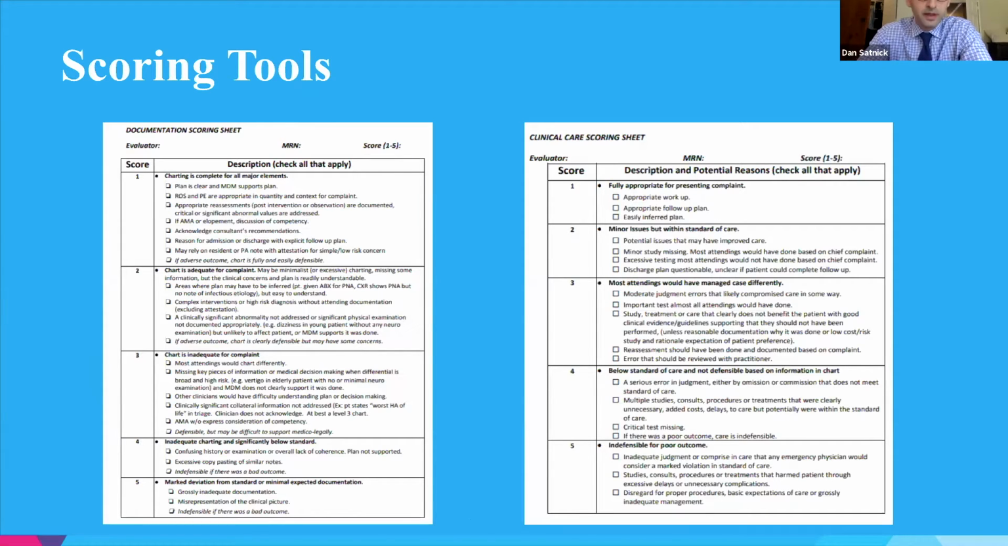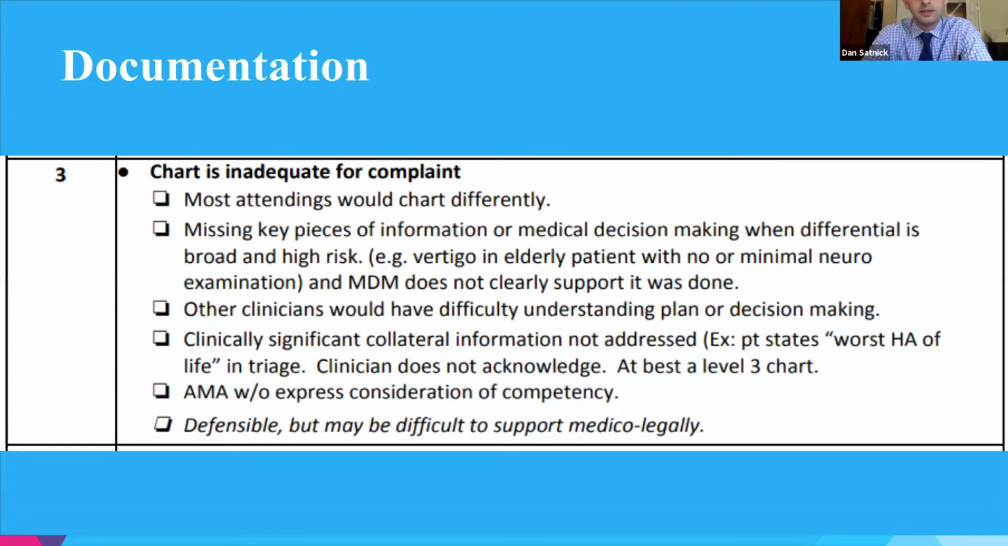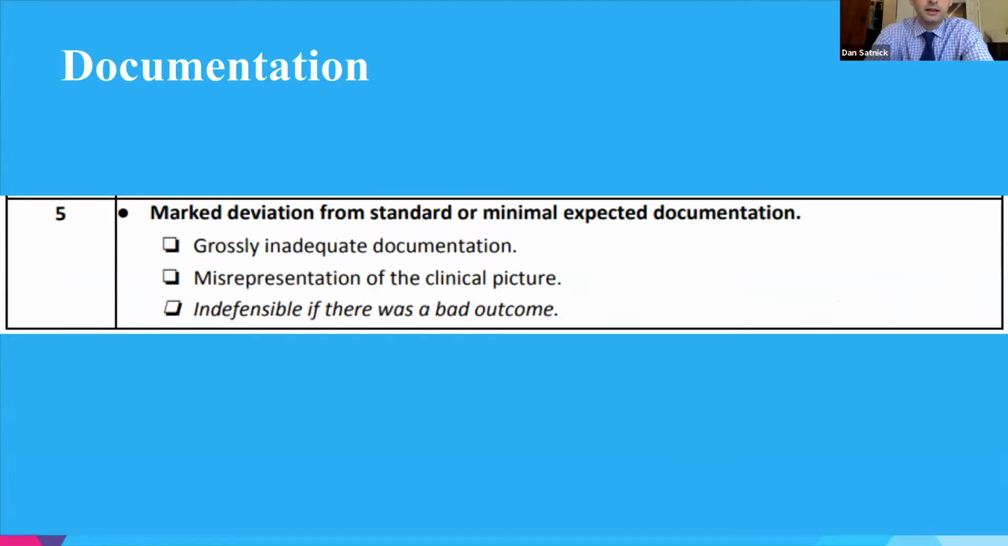Let's take a look at scores of 1, 3, and 5 for each of the documentation and clinical care scoring sheets. Here you can see a score of 1 for a chart with documentation. Just take a look at the top part. It says charting is complete for all major elements, and there are some examples of what that might mean. For 3, you could see it means that the chart is inadequate for the complaint, and you could see a few examples of what the scores were looking for there if they chose a 3. And at 5, does not need much of an explanation. It's a marked deviation from the standard or minimal expected documentation.